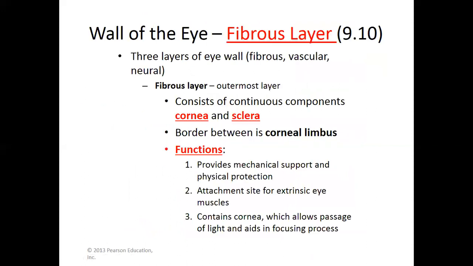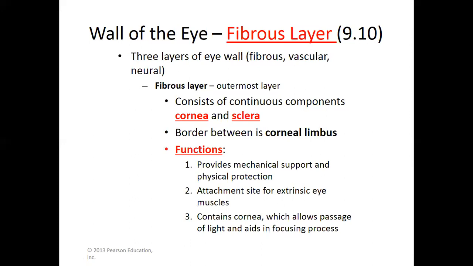Now, so those are mostly accessory structures. We're going to talk about the layers. There's 3 major layers of the eye that make up the wall of the eye, because the inner eye is really just made up of cavities with fluid inside. So those cavities are created by these 3 layers. There's a fibrous outer layer that consists of two structures, but it's all one continuous layer, the cornea and the sclera.